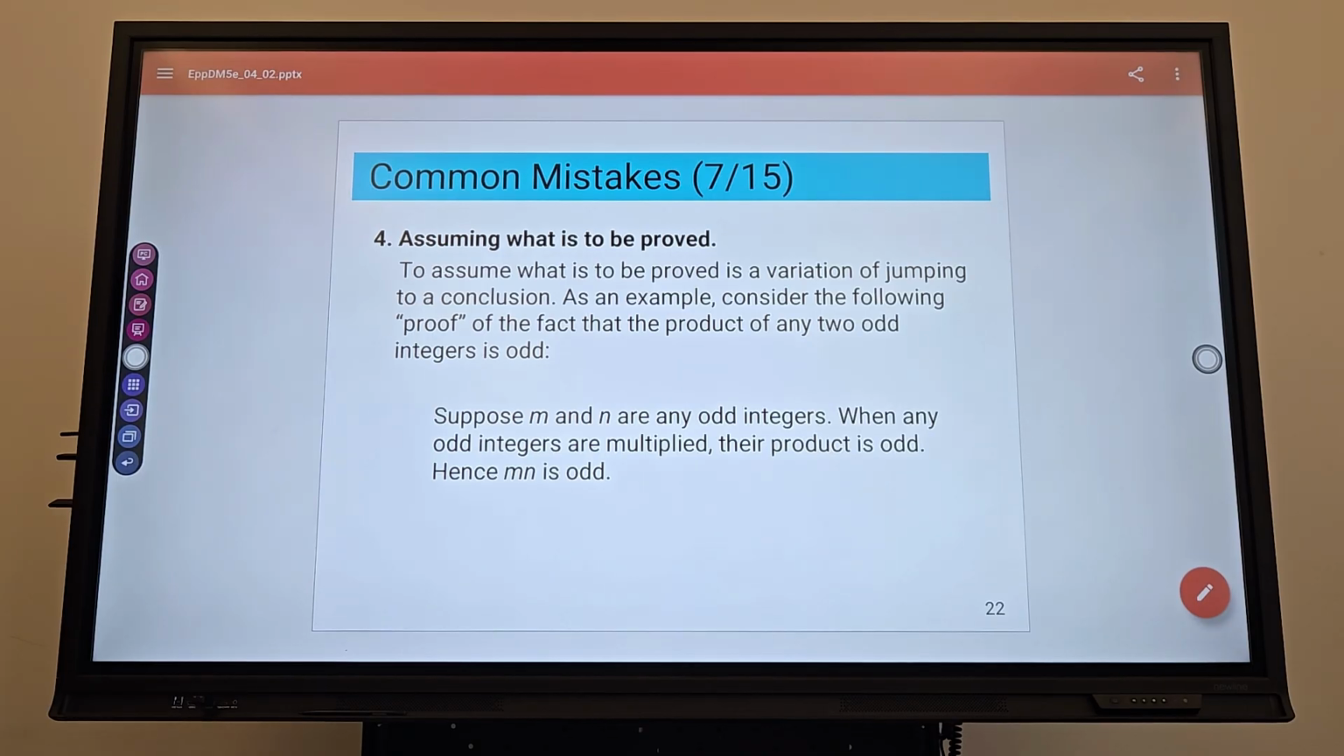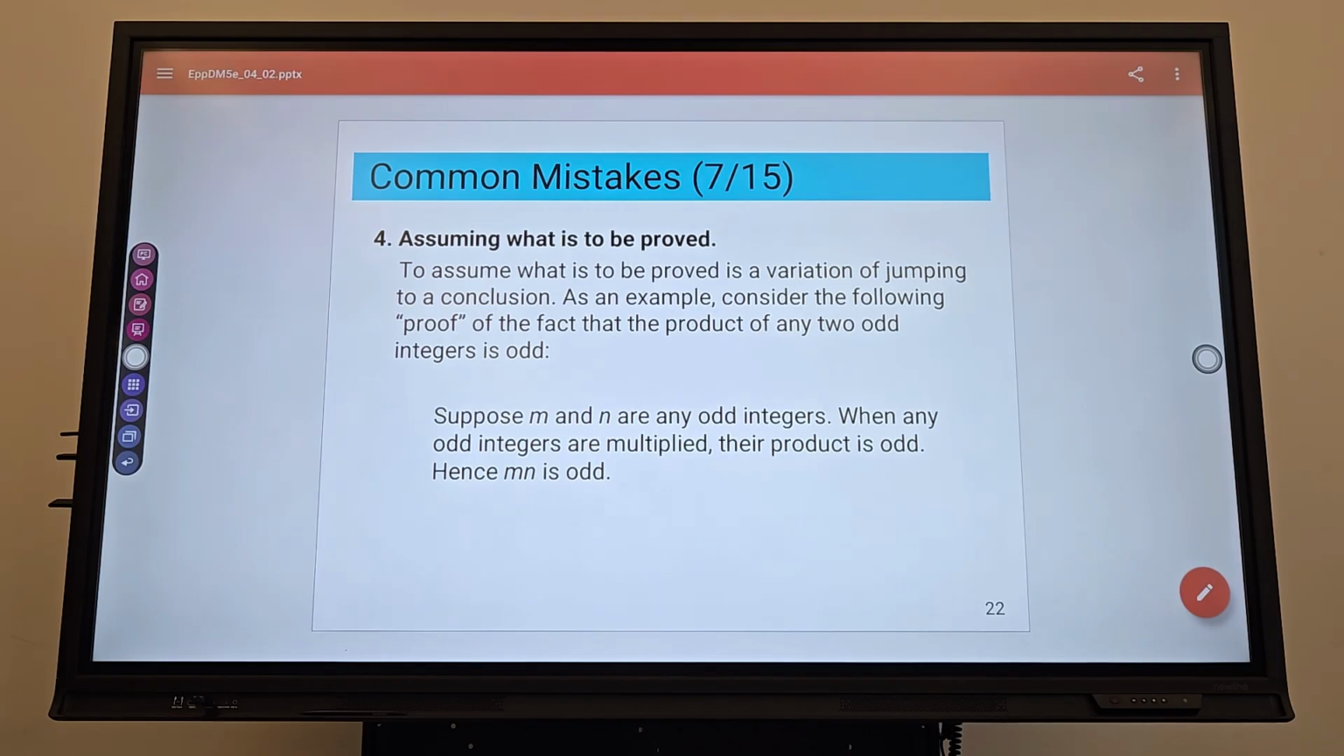Assuming what is to be proved. To assume what is to be proved is a variation of jumping to a conclusion. Consider the following. Suppose m and n are any odd integers. When any odd integers are multiplied, their product is odd. Hence, m times n is odd.